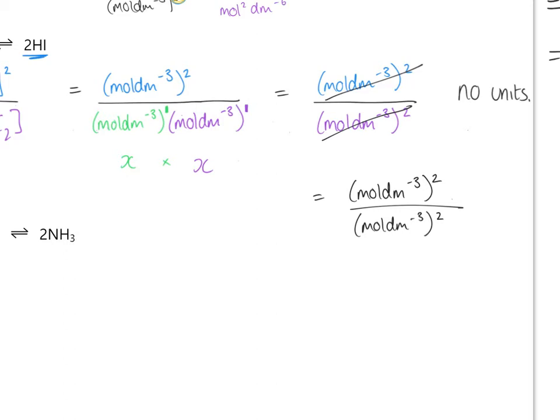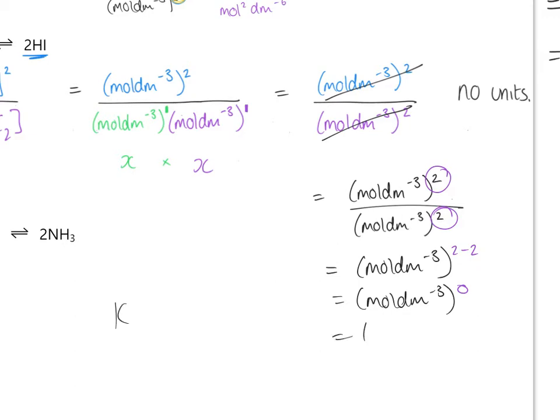If you're thinking at this stage about subtracting your indices, again, you can do it that way. So what we're saying is it's going to be moles per decimeter cubed to the power of 2 minus 2. I'll maybe even write that out in full in this example. 2 minus 2 is obviously 0. Anything to the power 0 is equal to 1. So essentially if you had a value of Kc coming out as 25, it'll be 25 times 1, which is obviously 25. So there's no units. It doesn't really matter which way you do it, but you should always get the same final answer.